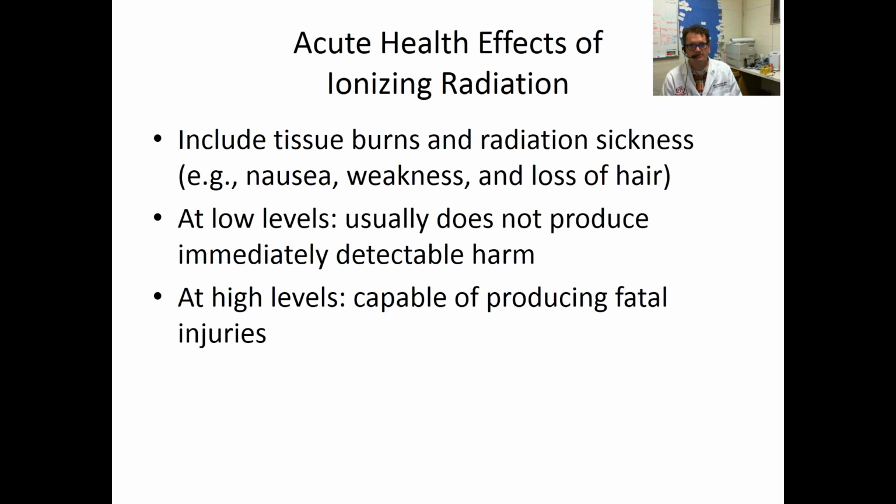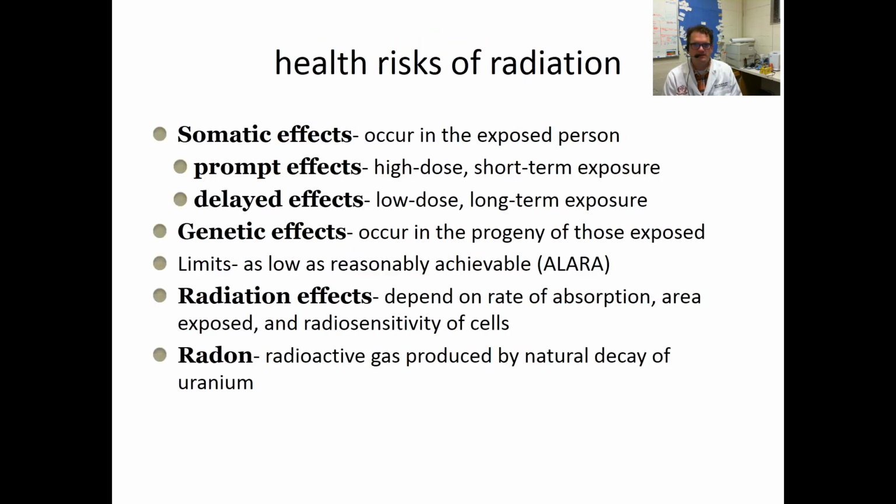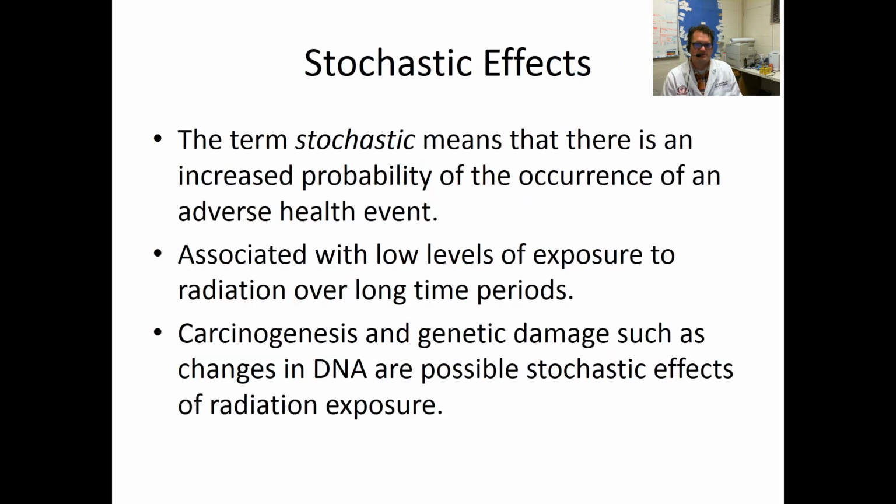So let's go back to some of the acute health effects. At high levels, radiation is capable of producing fatal injuries. At low levels, the dose may not produce something that's immediately detectable, but you can get radiation that will do certain things like nausea, weakness, loss of hair. So health risks of radiation, there's somatic effects, so that occurs in the exposed person. Genetic effects occur to the progeny of those exposed. Radiation effects depend on the rate of absorption, area exposed, and radiosensitivity of cells. So those are a couple of different types of health risks.